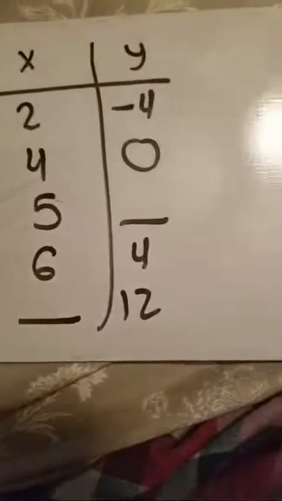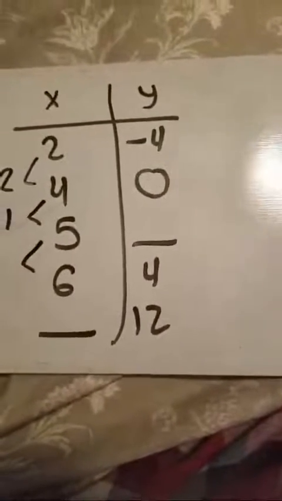So, real quick, table with missing values before we move on. Okay. 2 to 4 is 2. 4 to 5 is 1. 5 to 6 is 1. 6 to something we don't know. -4 to 0 is 4. 0 to we don't know is we don't know. My question marks look like 3s. Something to 4 is we don't know. And 4 to 12 is 8.